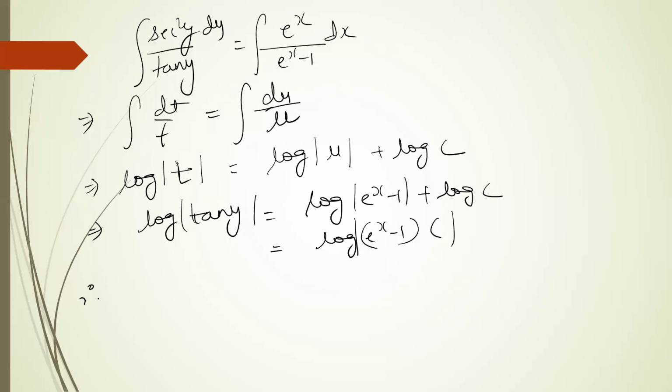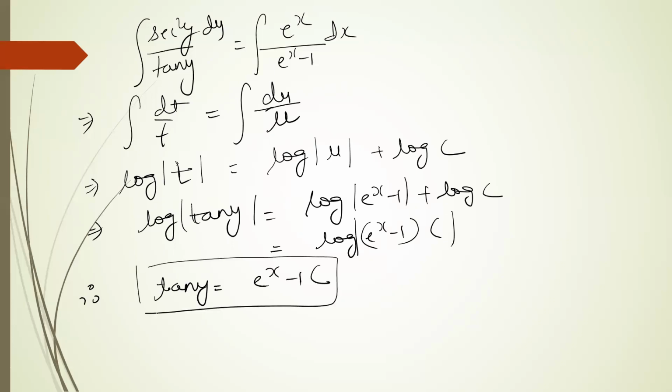So therefore, what will you get? We get tan y is equal to (e to the power x minus 1) c, right? And this is the required general solution. As we are not provided with any value of x or y, and they have already asked us for the general solution only, we are not solving it further. Moving on to one more question.